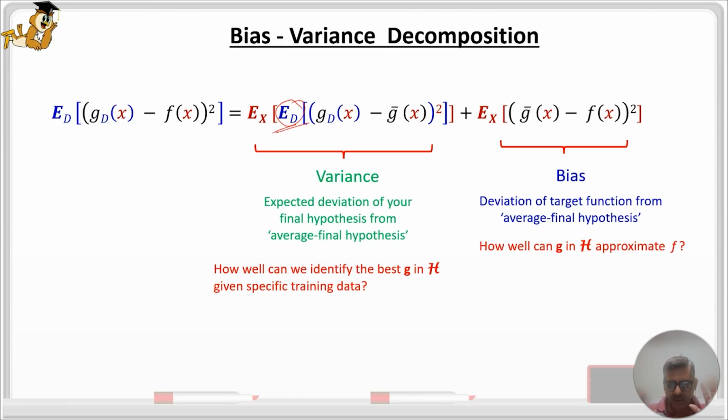But keeping that very mathematical and theoretical difference aside, broadly speaking, variance captures the difference between the final hypothesis returned for particular training data as compared to the best hypothesis available in that hypothesis set, right? That's what the mathematical definitions of bias and variance are.